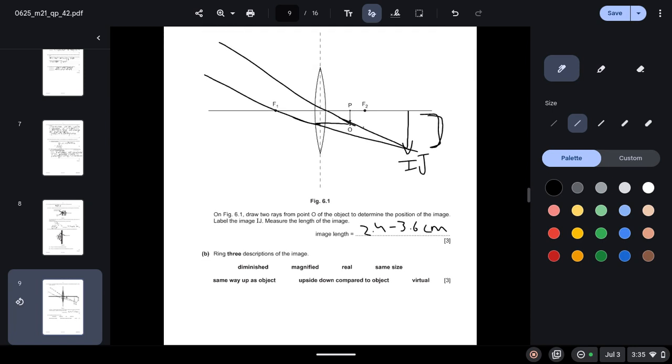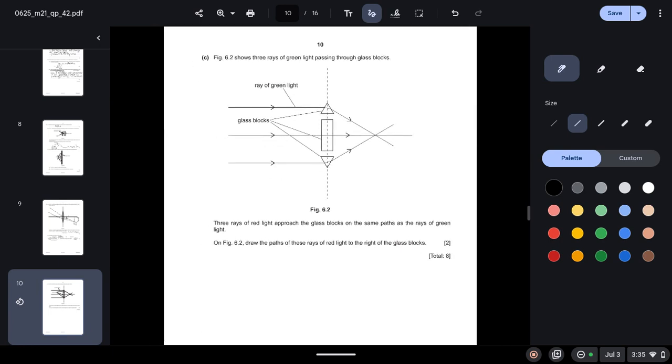Give 3 descriptions of the image. So we can see that just like the original object, this image is also inverted. So it is the same way up as the object. Both of them are inverted. It is also magnified. We can see that this is much larger than the object, so magnified, and it is also virtual.